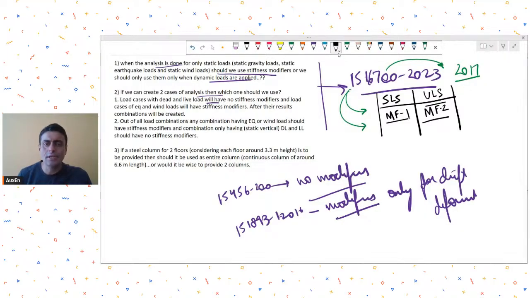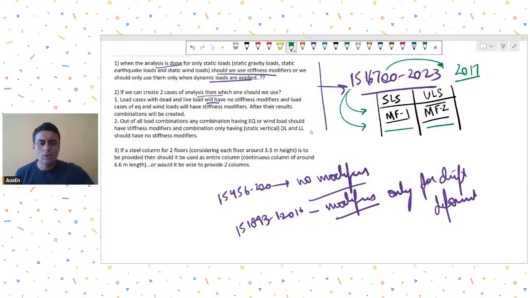Simple to understand. If you are checking for any service limit state, you will have to use one set of modifiers. If you are doing the design, that means if you are finding out reinforcements and checking sizes for any element, then you will have to use the other set of modifiers. Okay, just hold on.